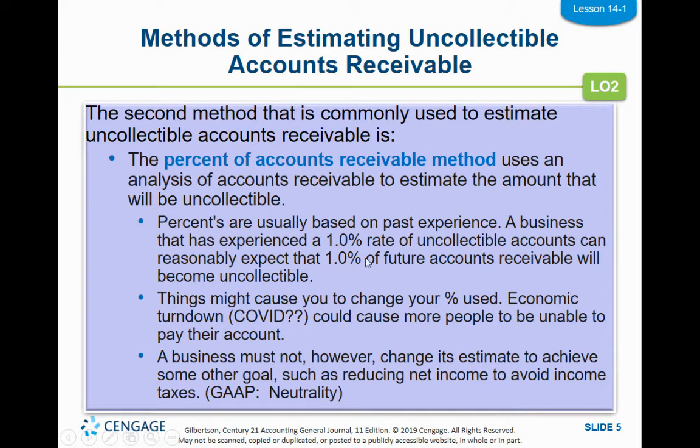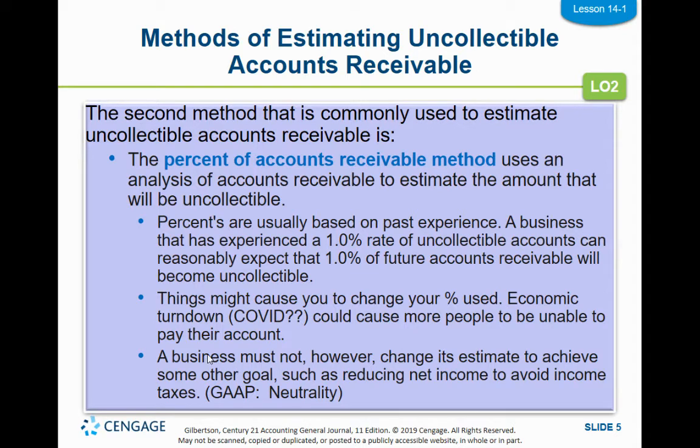So if typically 1% of your accounts receivable are uncollectible, this year it might be more like 5%. Who knows? Because of the whole thing that has happened with COVID. And there's other things. Any type of economic downturn could cause it. Also, an economic upturn could lower your percentage. So there's lots of things that could change that. But it's a good guess to just go with the percentage that you've had in the past.